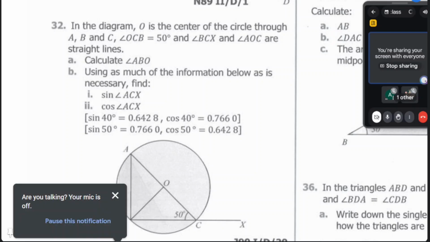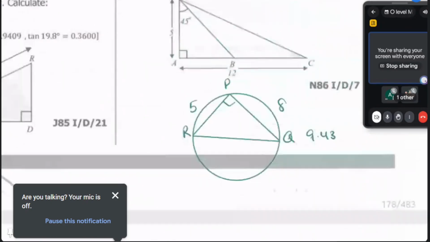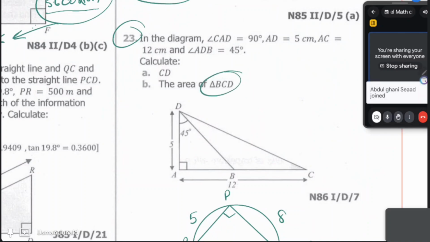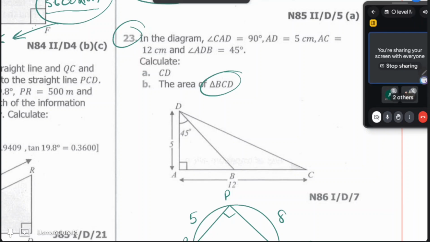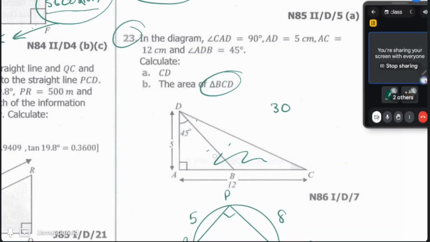Question number 23, part B is wrong. Let's look at 23. So, we're saying the area of BCD. Okay. BCD के लिए हम क्या करेंगे? You got the area of this complete triangle. ठीक है. वो कितनी आ गई? 30 आ गई. Now what I want you to do is find the area of the smaller triangle as well, and then subtract these two. So the smaller triangle, how much is this?